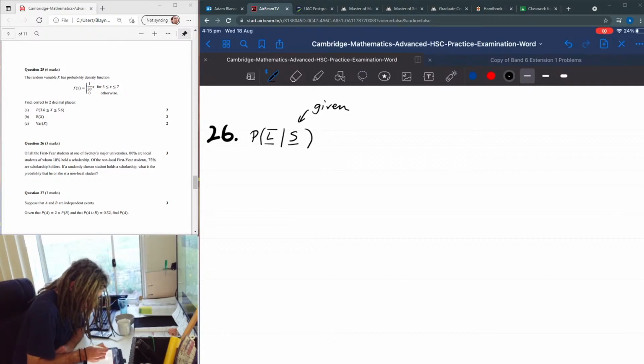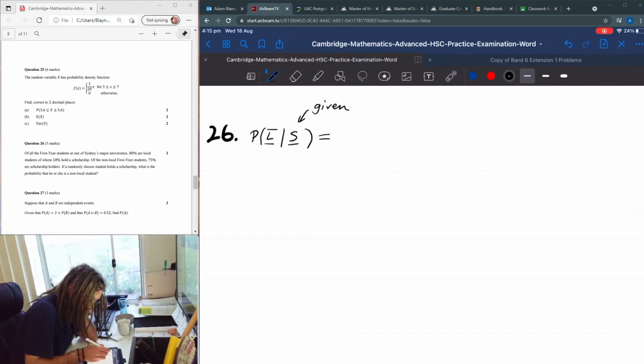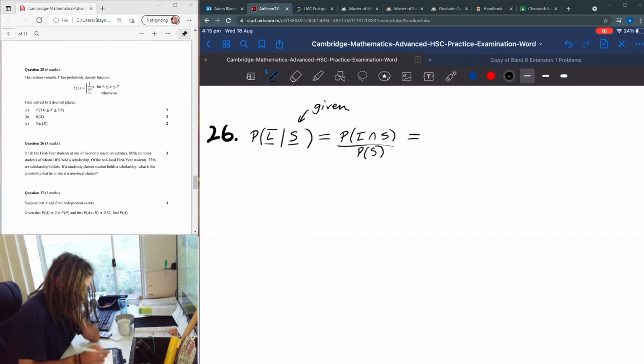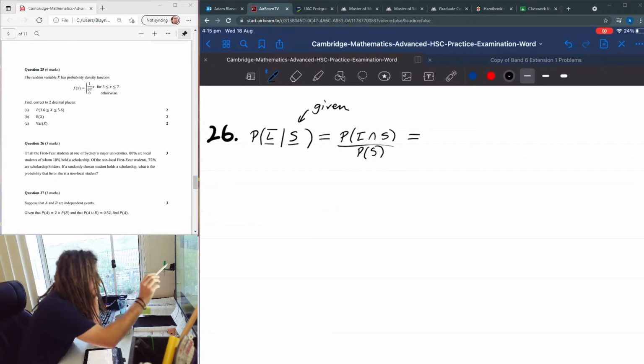So non-local, so local non on top. Okay. Now this is also on your reference sheet. It's the probability of that union that, over the probability of the second one. Okay. So the probability of the union of non-local and scholarship. Okay. So it's like the overlap. So looking at the question, 80.